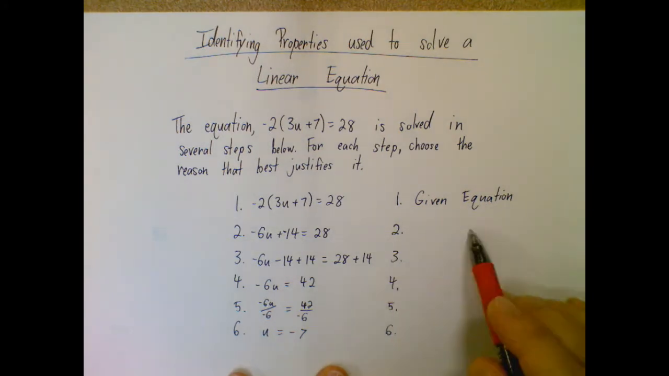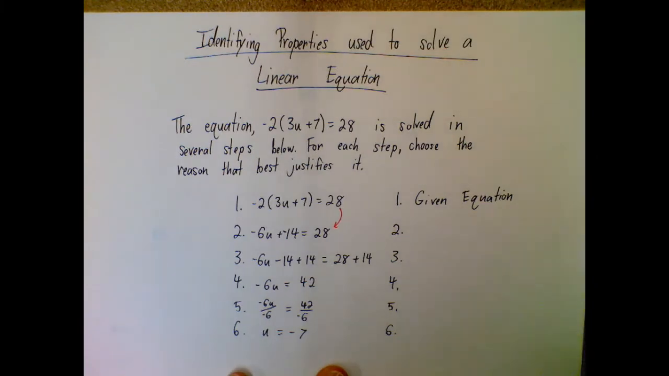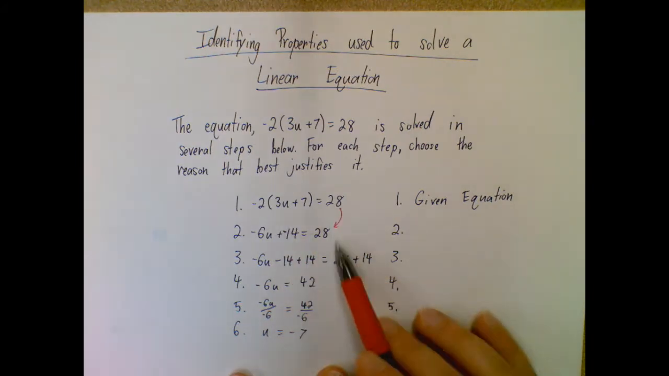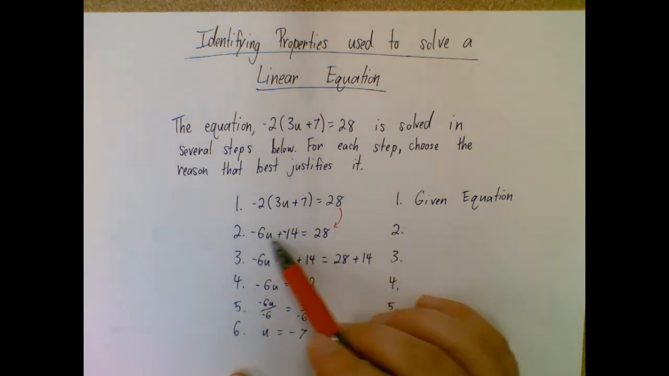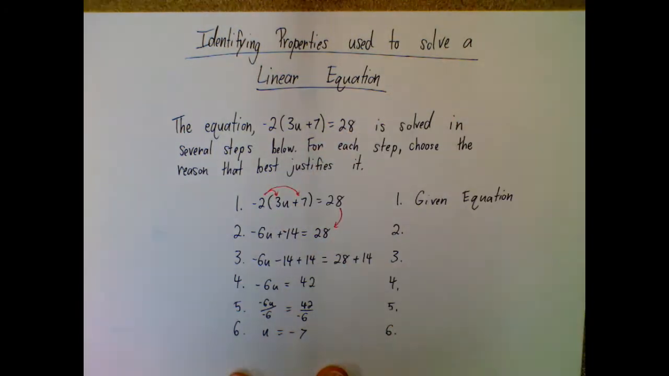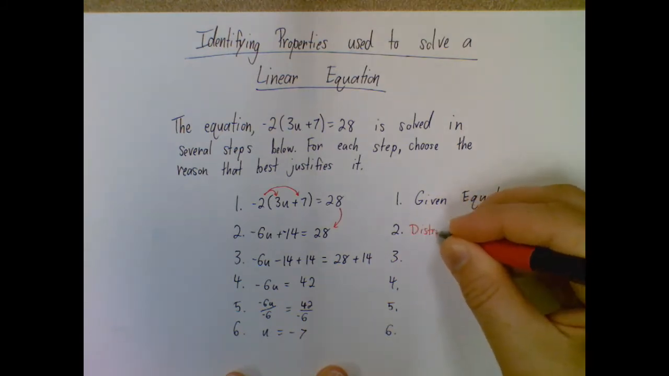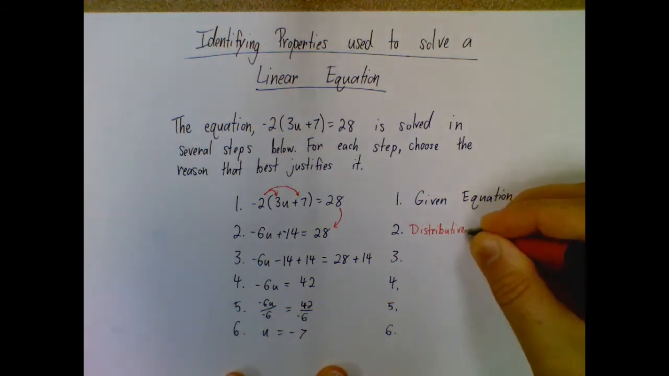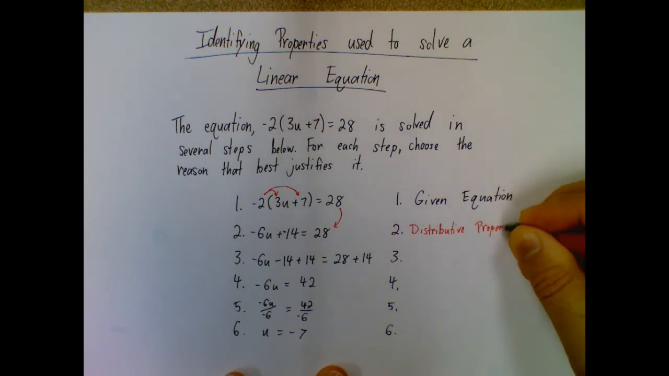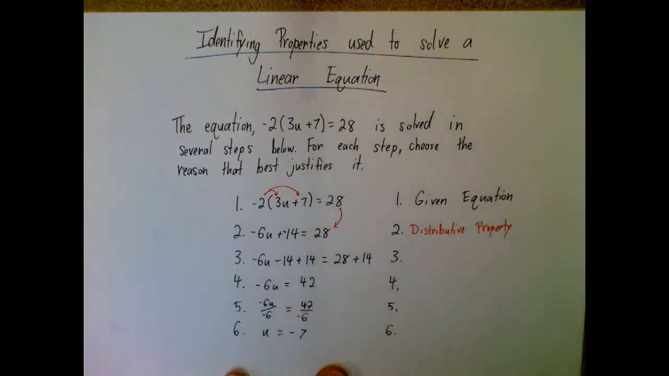So then for the reason for step 2, I'm going to figure out how did I get from step 1 to step 2? What did I do and why am I allowed to do it? So what changed from here to here? Well, the 28's the same, but this left side changed. And so what they did is they took that negative 2 and multiplied it inside the parentheses to get rid of those parentheses. And that's because they used the distributive property. So there's going to be a lot of properties and reasons on this side. There's not going to be any numbers, just explanations.